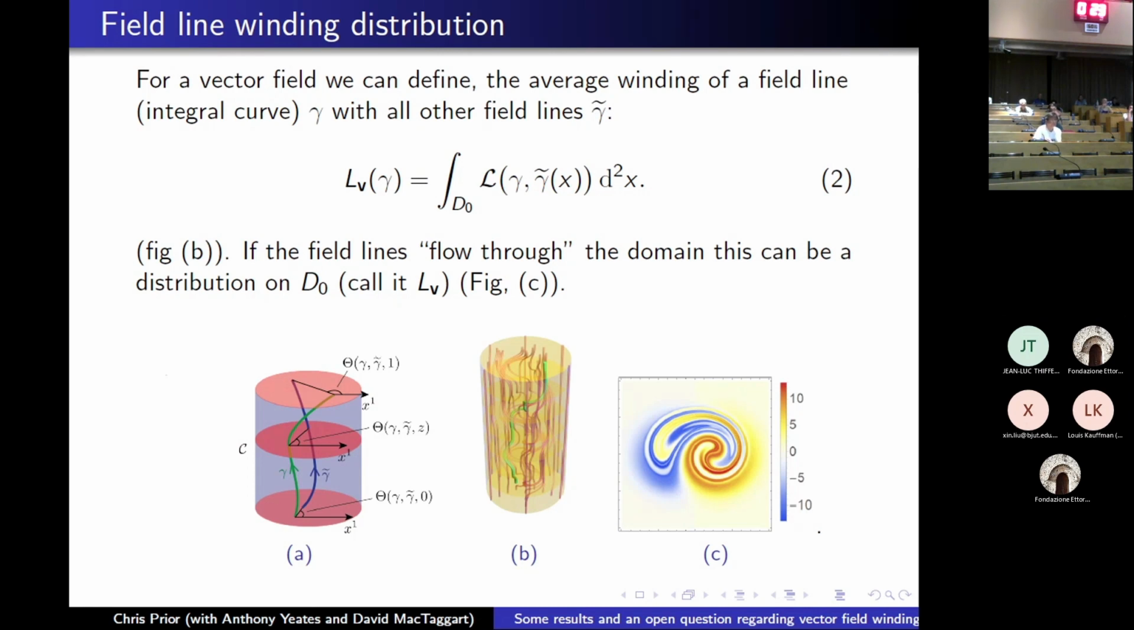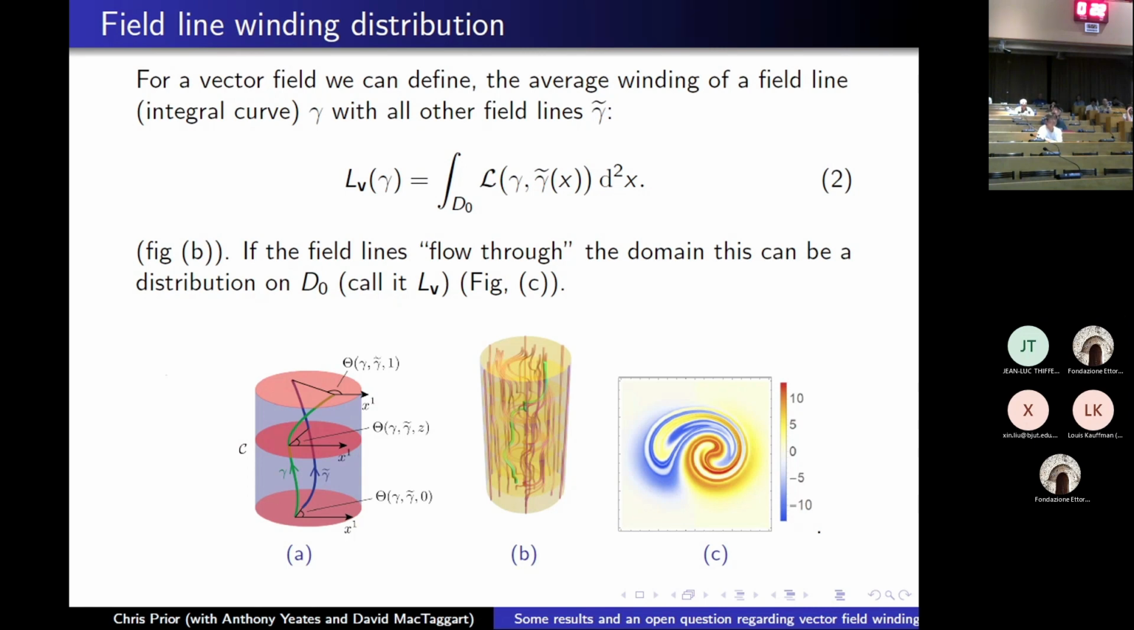One point here is, if all the field lines are flowing through the domain, every point on this disk at the bottom, we'll call it D0, is associated with a particular curve. So this will actually define a density at each point on this lower disk D0, associated with the average winding of each curve with the vector field. Okay, so that's this integral here. It's integrated over the winding of one curve with the rest of the field. And I can define this for every curve of this integral field. So I make every curve a green curve.